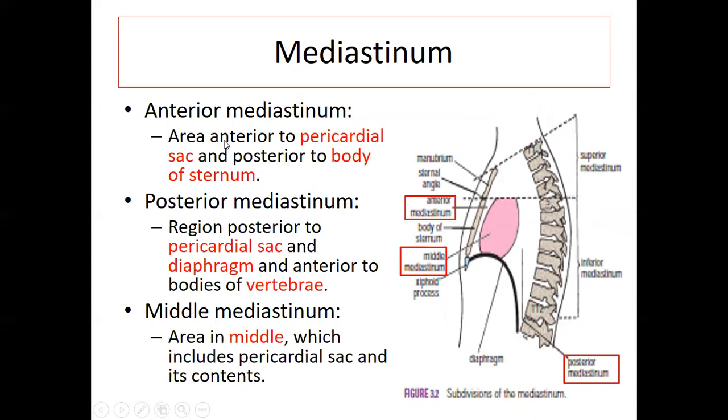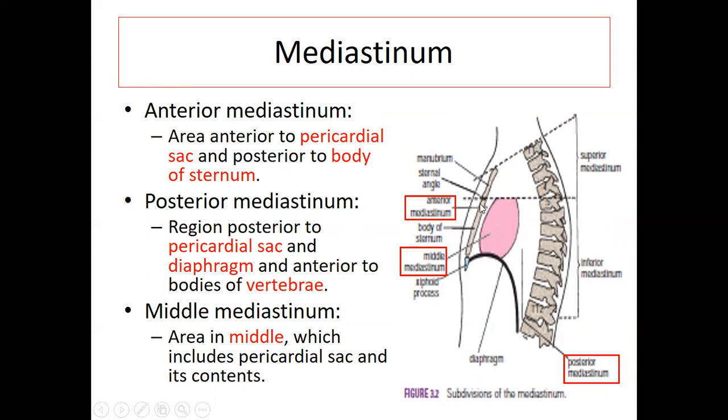Just now we discussed the extension of the mediastinum itself. Now we're going to discuss the extension of each smaller partition of the mediastinum. For the anterior mediastinum, this is the anterior mediastinum, right? The anterior mediastinum is the area anterior to the pericardial sac, which covers the heart, and posterior to the body of the sternum.